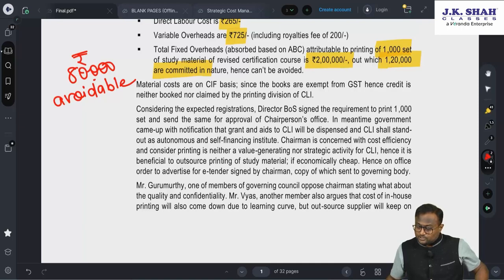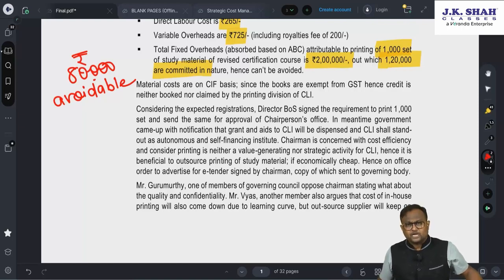Considering the expected registration, the director of BOS signed a requirement to print 1000 sets and sent the same for approval to the chairman's office. In the meantime, government came up with a notification that grants and aids will be dispensed and CLI shall stand out as an autonomous and self-financing institute. Chairman is concerned with the cost efficiency and considers printing as neither a value generating nor a strategic activity for CLI. Hence, it is beneficial to outsource printing study material. So instead of manufacturing, instead of printing it in-house, we are planning for outsourcing.